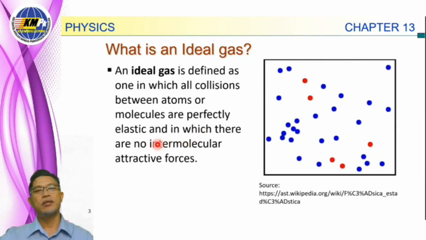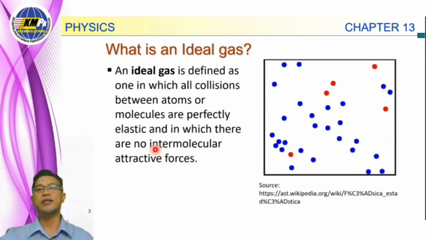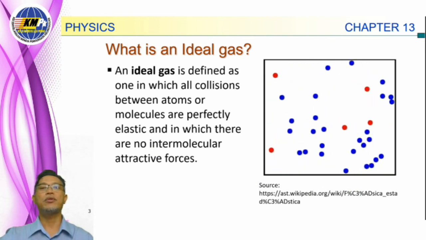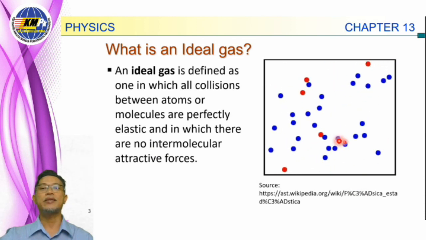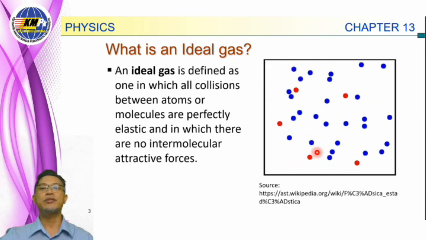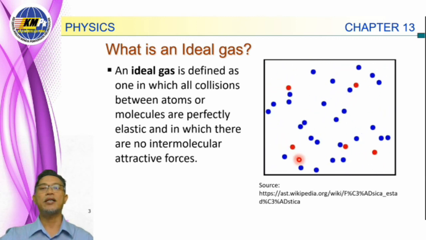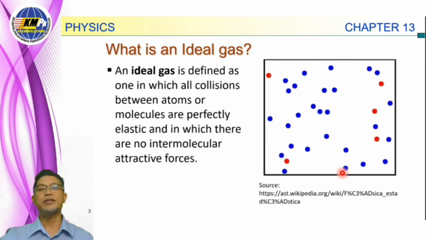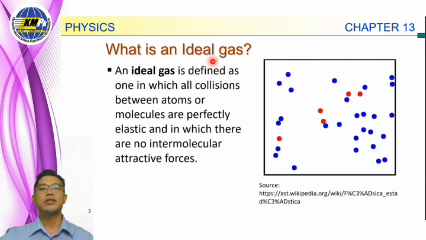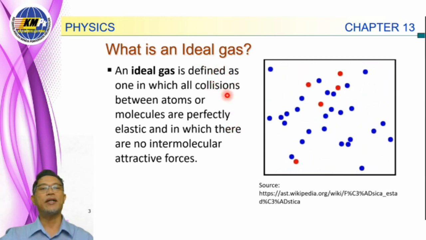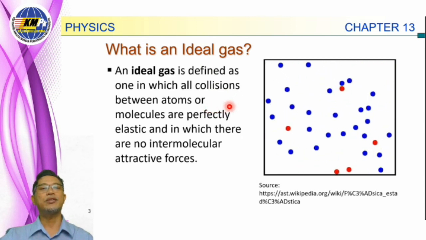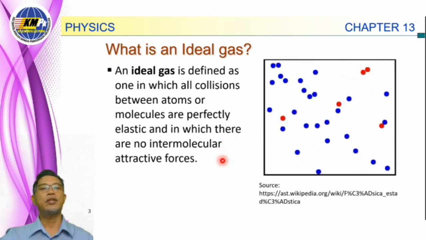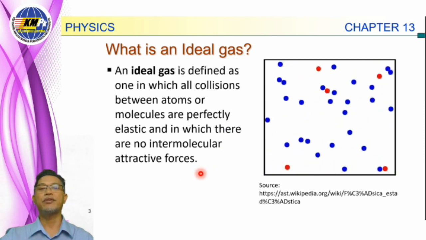Okay, then what is an ideal gas? Gases are complicated. They are full of energetic gas molecules that can collide and possibly interact with each other. Since it is hard to exactly describe a real gas, some scientists created the concept of an ideal gas. So, an ideal gas is defined as one in which all collisions between atoms and molecules are perfectly elastic and in which there are no intermolecular attractive forces.